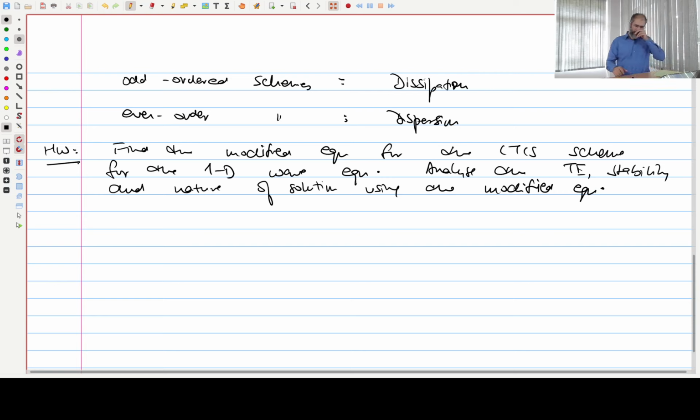As I said, this is a very important topic, the modified equation. You should definitely expect one large problem on this. So please practice the homework problems I've been giving you. This homework is asking you to write the modified equation for the center time center space scheme for the 1D wave equation. And once you get the modified equation, analyze the truncation error, stability, and the nature of the solution using this modified equation. So these are the three things we have discussed that we can extract from the modified equation: truncation error, stability, and the nature of the solution, whether it's dissipative or dispersive.